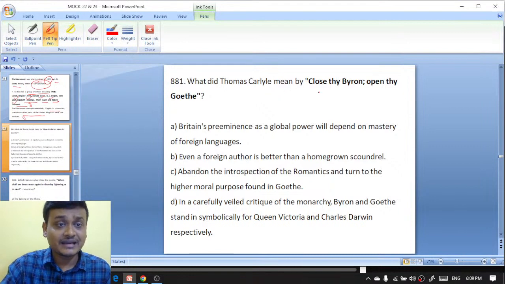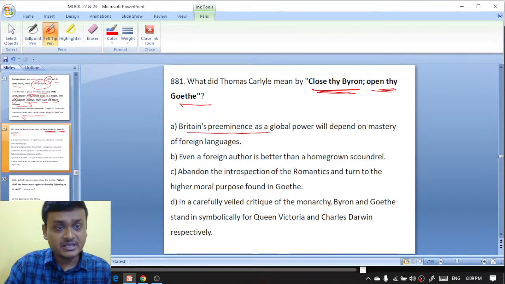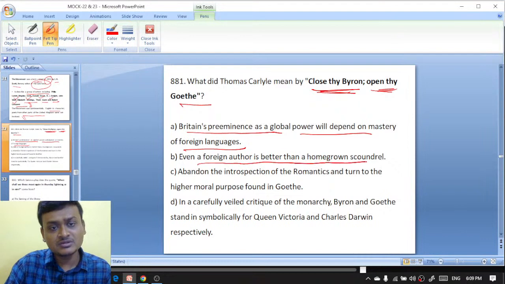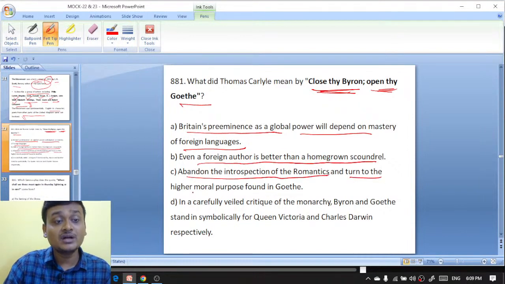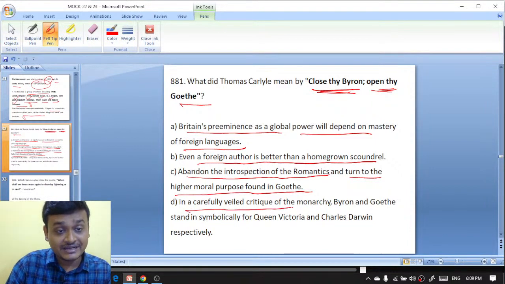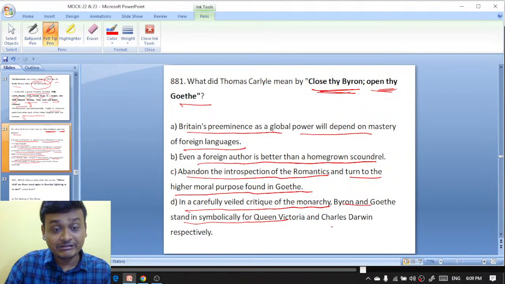What did Thomas Carlyle mean by "Close thy Byron, open thy Goethe"? Britain's preeminence in global power will depend on mastery of foreign language. Even a foreign author is better than a homegrown scoundrel. Or abandon the introspection of romantics and turn to the higher moral purposes found in Goethe. Or a careful veiled critique of the monarchy, where Byron and Goethe stand symbolically for Queen Victoria and Charles Darwin.